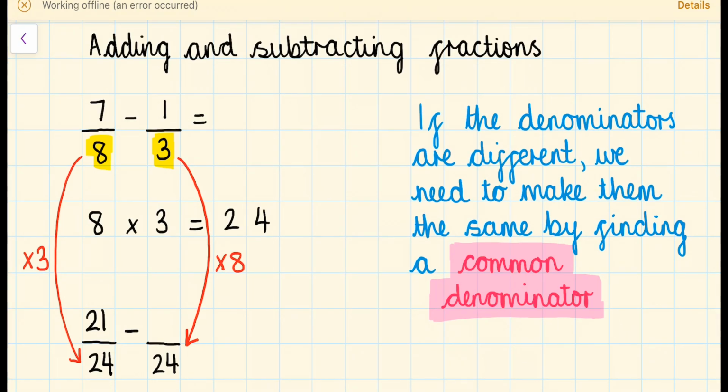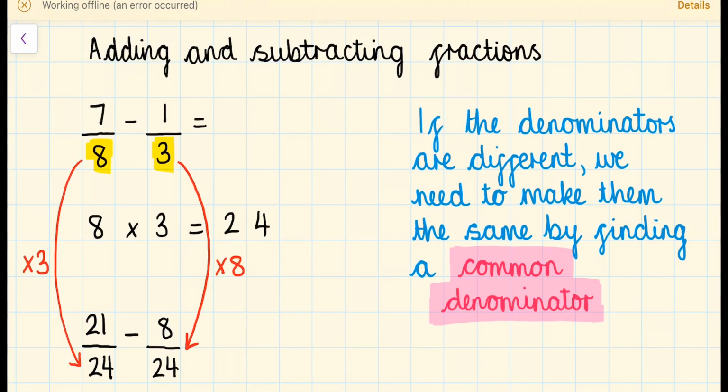Now you can see we've got 21 24ths and we're going to take away 8 24ths. And when we do that, we get 13 24ths. Now because the two fractions at the bottom are equivalent to the two at the top, we can say that 7/8 take away 1/3 is equal to 13 24ths.